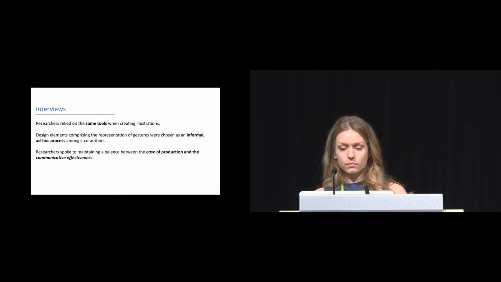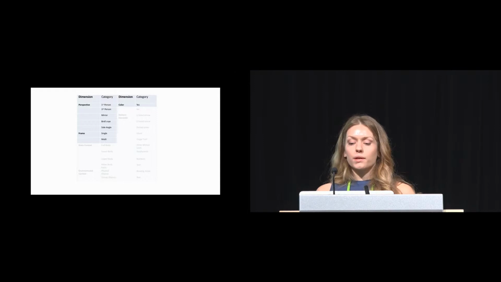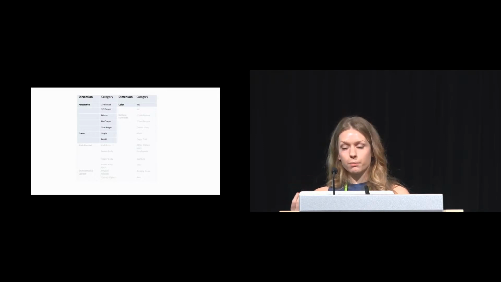So the second part of this first study was an analysis of existing representations, which we began with classifying the design elements used to encode gestures that we found in existing papers.